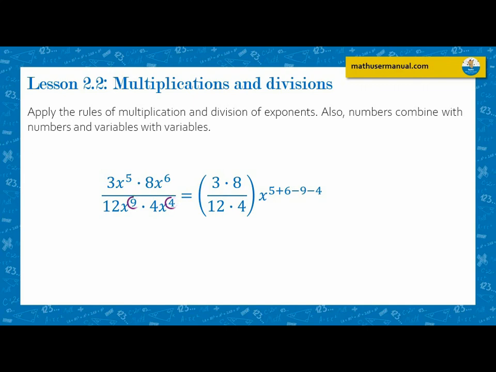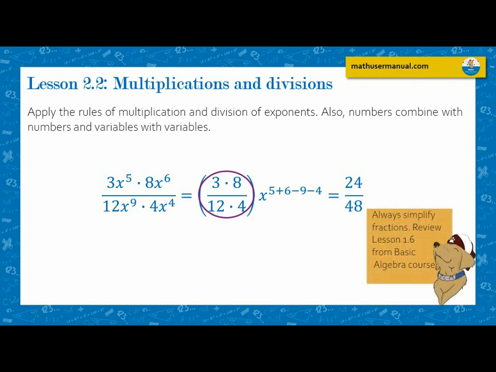Now that we have the expression, everything is in position, okay? We put the coefficients with the coefficients, the variables with the variables, the exponents with the exponents. Let's simplify this problem, starting with the coefficients. The coefficients are easier because it's just multiplications and divisions. In this case, we have 3 times 8, which is 24, divided by 12 times 4, which is 48. So we have the fraction of 24 divided by 48 as a coefficient.